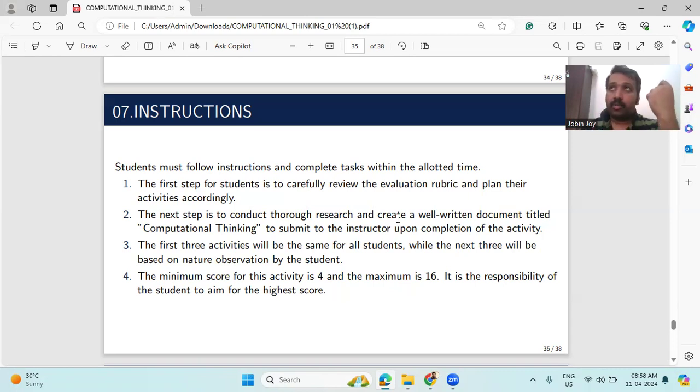Okay, and about the score, the minimum score for this activity is 4 and the maximum score is 16. It is the responsibility of the student to aim for the highest score. I already mentioned in the evaluation rubric, the maximum score is 4, that is the advanced or mastery range, and there are 4 outcomes I am measuring. So 4 into 4, 16. So 16 is your maximum score and 4 is your minimum. It is your duty to score maximum.